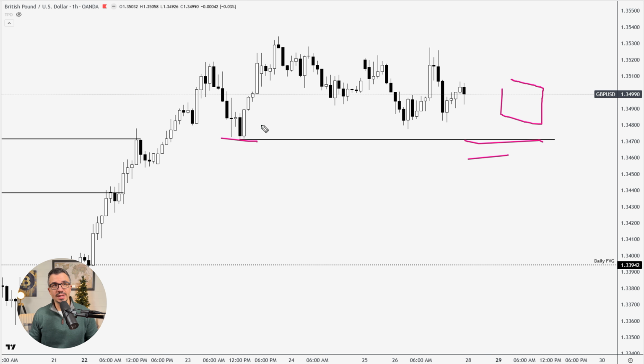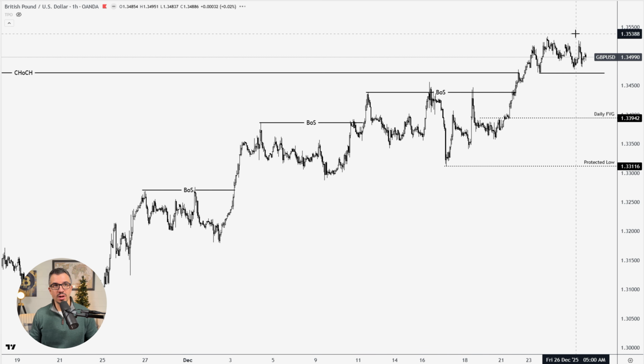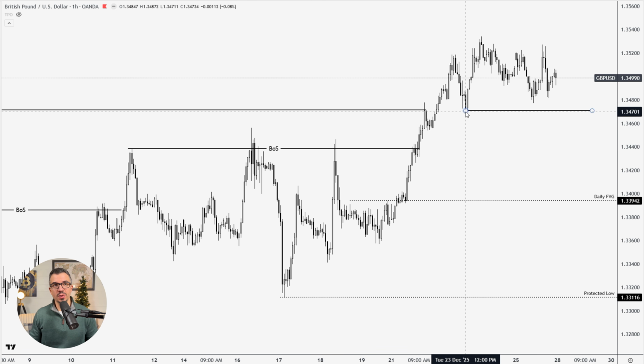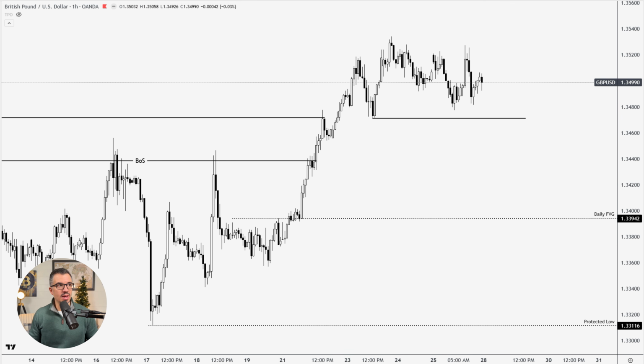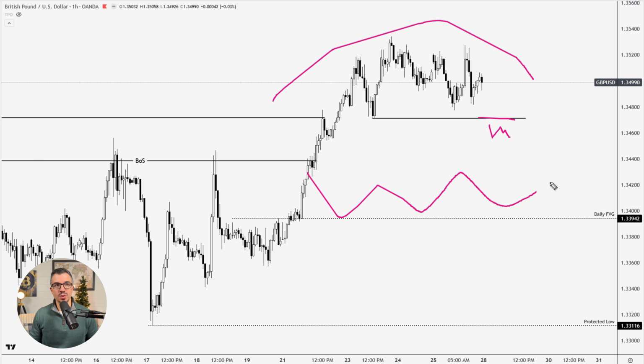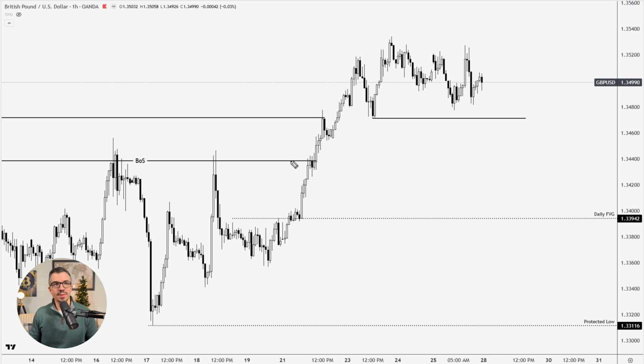Again, I don't think this is the topping pattern though within this overall trend. In other words, I would not be trying to call a top if we close below this low here. But I think locally speaking, if we were to get a close below here, okay, down here in this area, then that could be a local top for a pullback down here into this imbalance. Okay, and this also lines up with the DXY as well.